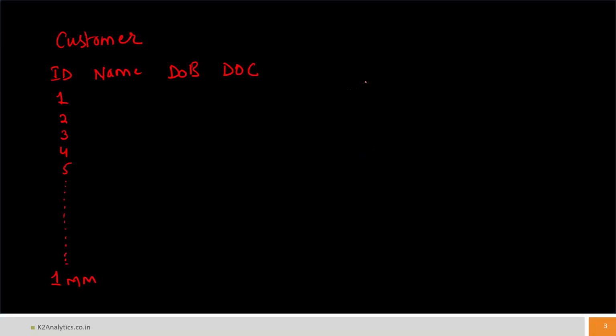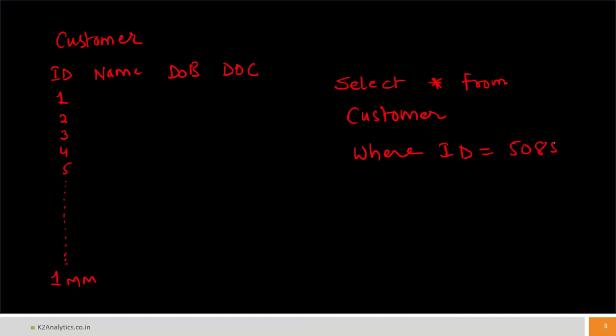You want to fetch data of a specific customer and you write a query, select star from customer where ID is equal to 5085. Assuming you have not declared this column as a primary key, there is no index on the table. Okay, once again, please hear, there is no index.